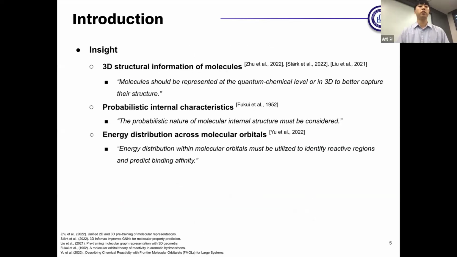Building on this limitation, prior research suggests three critical directions. First, molecules should be represented at the quantum chemical level or in 3D to better capture their structure. Second, the probabilistic nature of molecular internal structure must be considered. Third, energy distribution within molecular orbitals must be utilized to identify reactive regions and predict binding affinity.